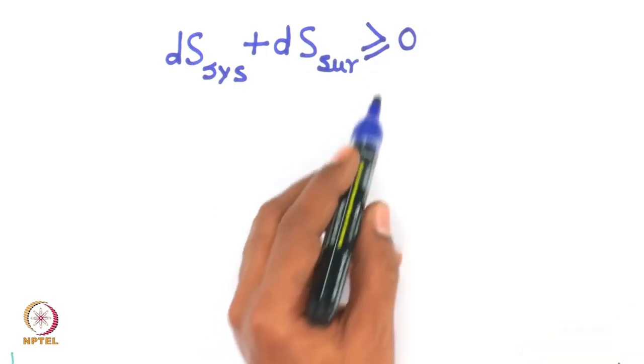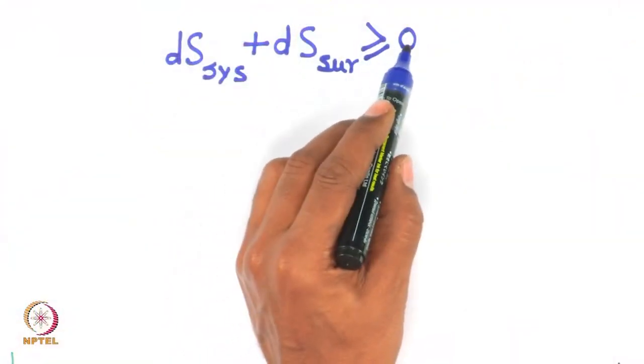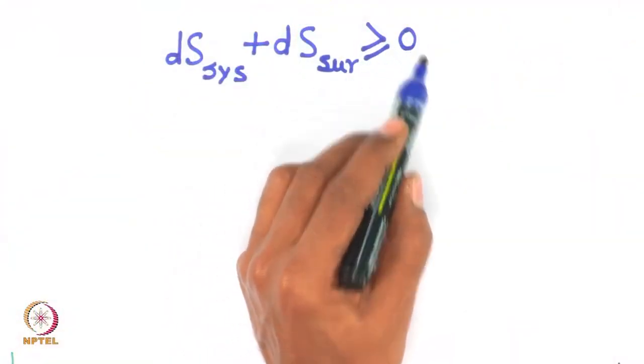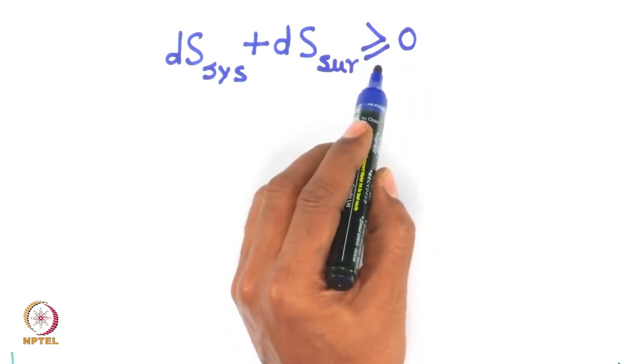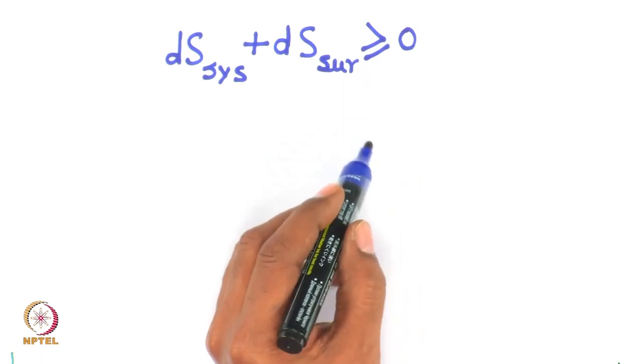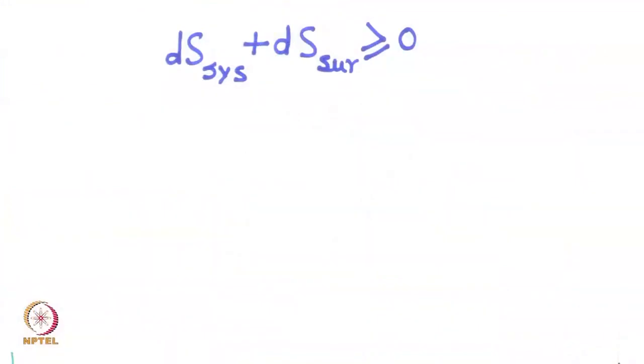Why am I writing greater than or equal to 0? Because if the process is irreversible, is spontaneous, then dS system plus dS surroundings has to be positive by the second law of thermodynamics. And equality applies to reversibility. So, whenever the process is reversible, we will use the equal to sign, and when the process is spontaneous or irreversible, we will use the greater than sign.